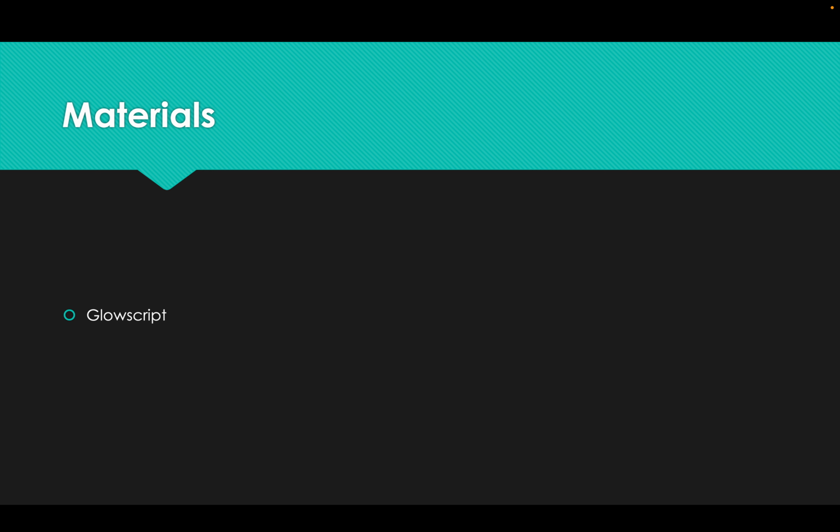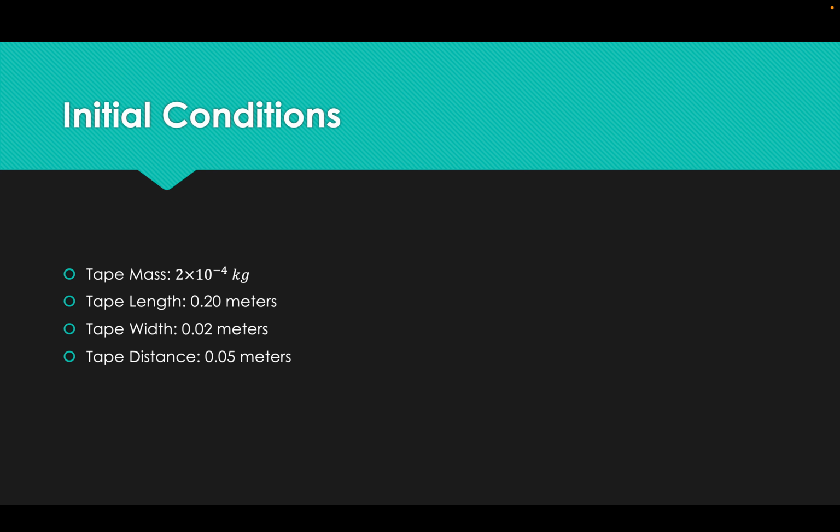So the only material used for this lab was GlowScript, as it was completely computational. So the initial conditions of the lab were that the tape mass was 2 times 10 to the negative 4 kilograms. The tape length was 0.2 meters. The tape width was 0.02 meters. And the tape distance was 0.05 meters.